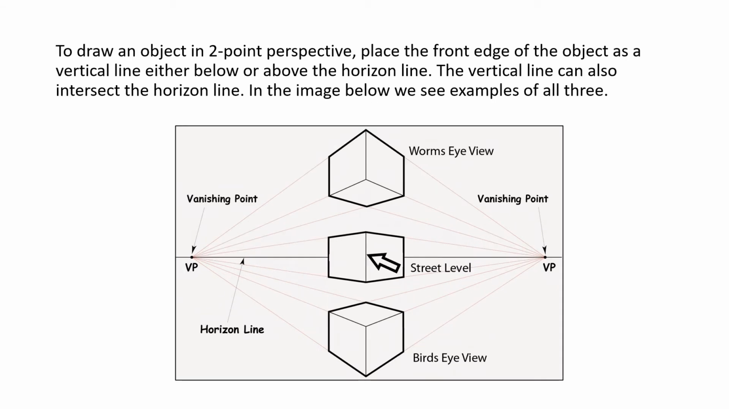To draw an object in two-point perspective, place the front edge of the object as a vertical line, either below or above the horizon line. The vertical line can also intersect the horizon line. In the image below, we see examples of all three.